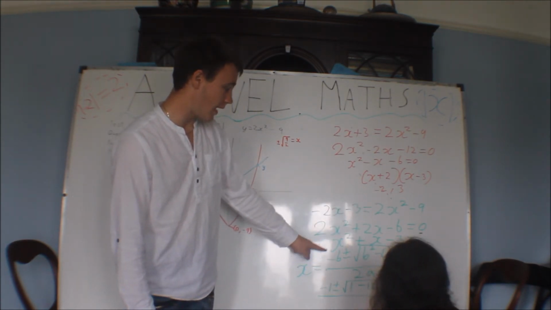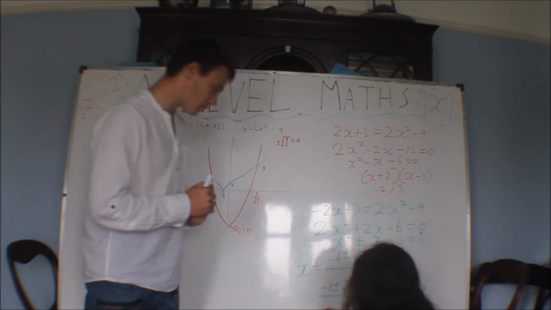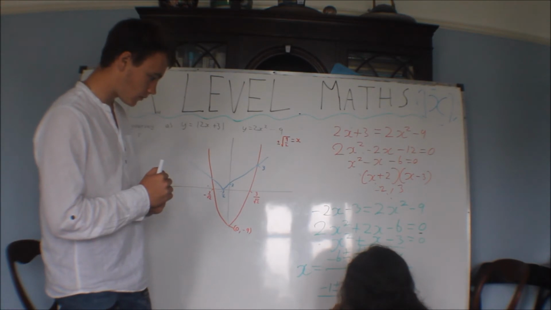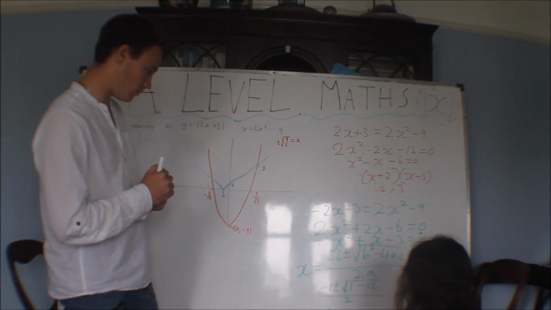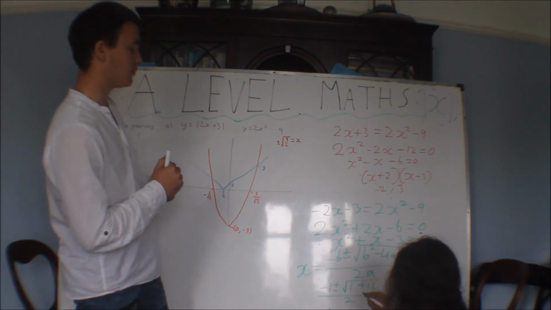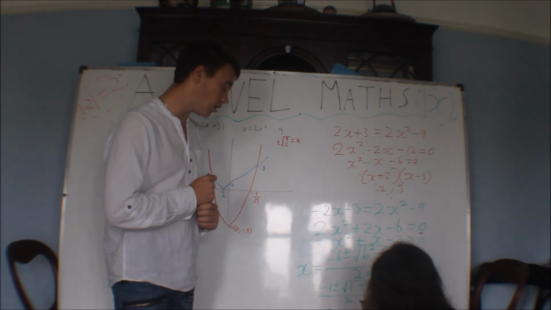All over 2a, and a is 1, so it's over 2. So then we know it's minus 1 plus or minus the root of 1 minus 12, oh, that's a plus. Yes. You've got to be careful of these things. So it's plus or minus root 13 over 2.